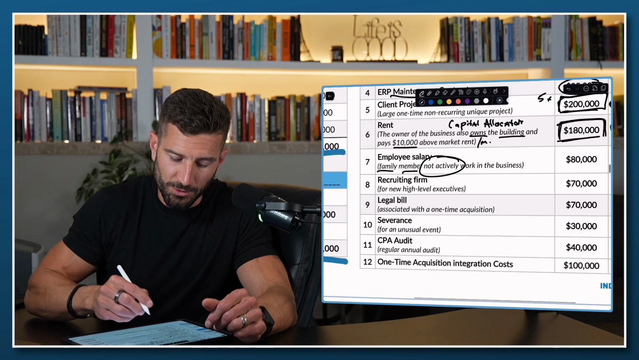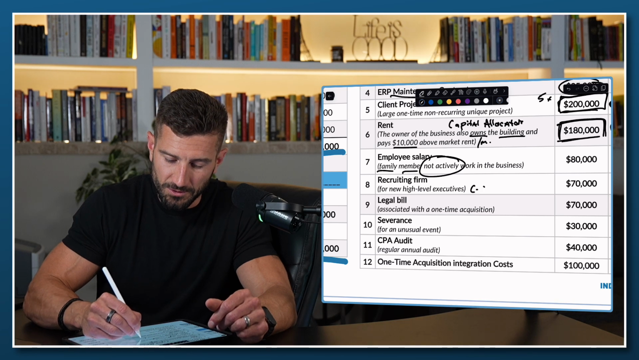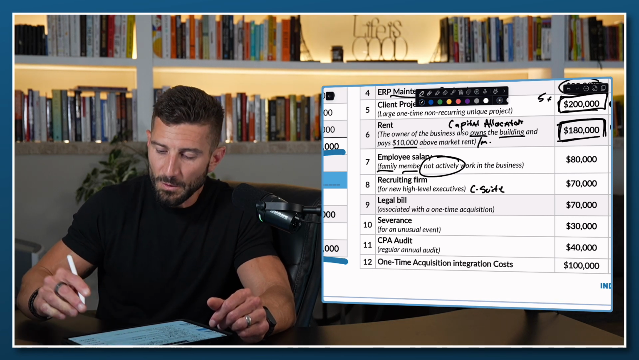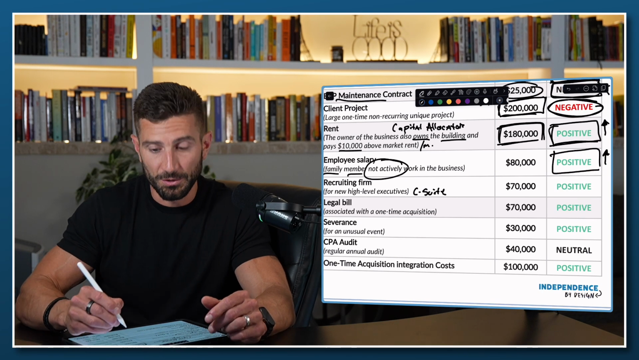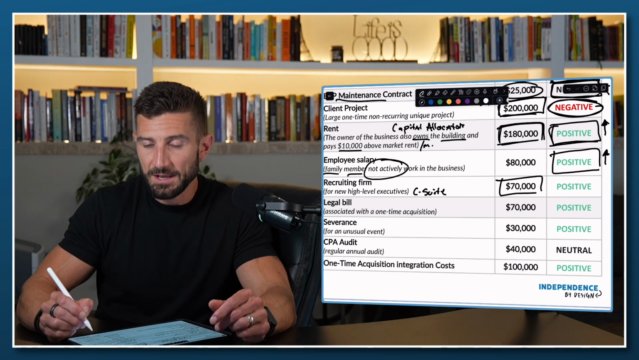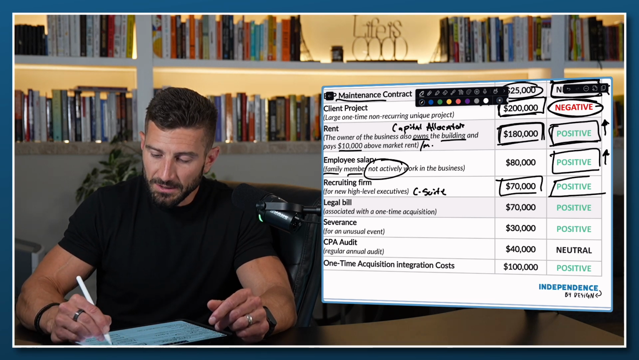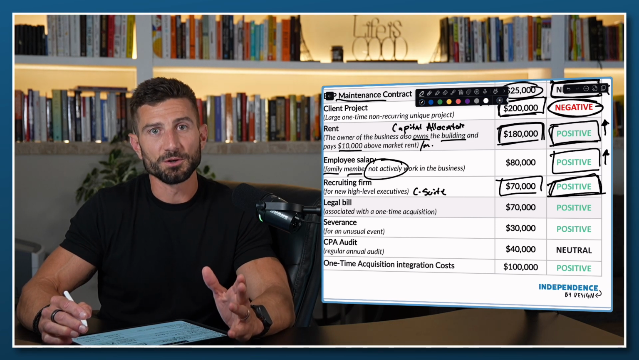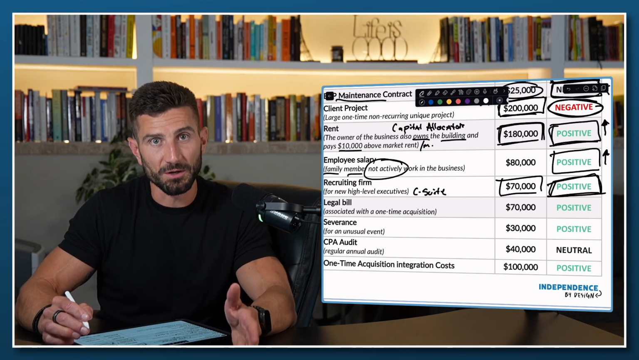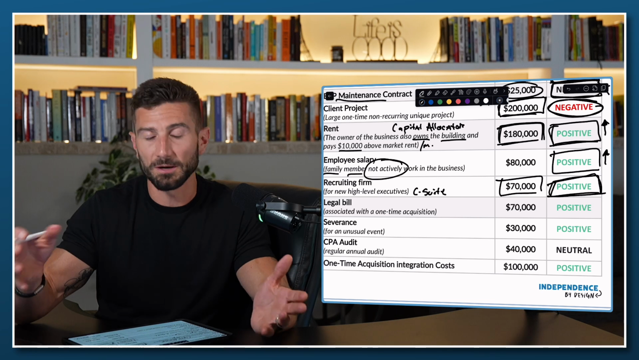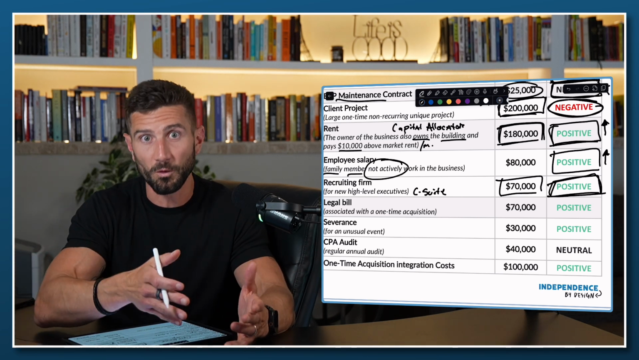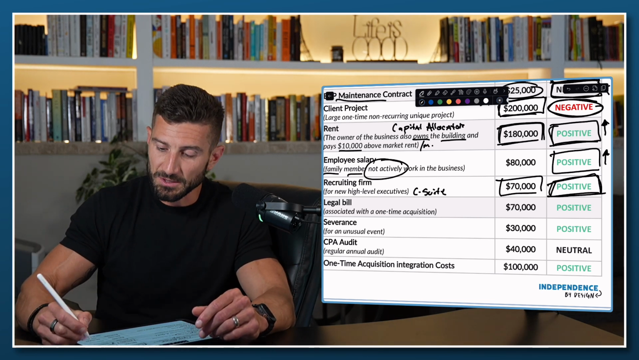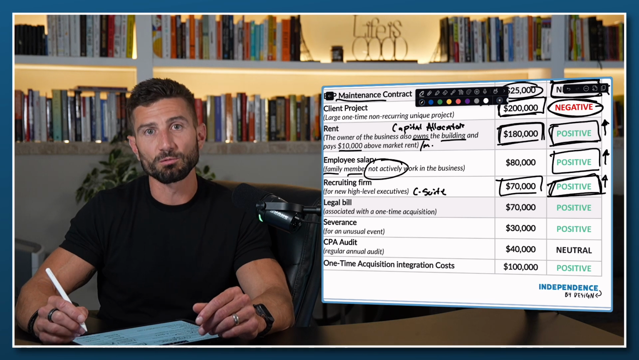Then we go on to a recruiting firm. So new high-level executive, so we'll call it C-suite. Well, that recruiter is going to cost 70 grand. And it's going to be positive because you can very clearly argue you're not going to hire a bunch of CFOs all the time. You're going to hire one. It's going to be an add back. And so it's going to be a positive and it's going to grow the EBITDA.